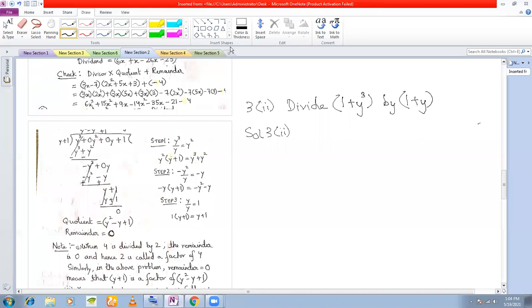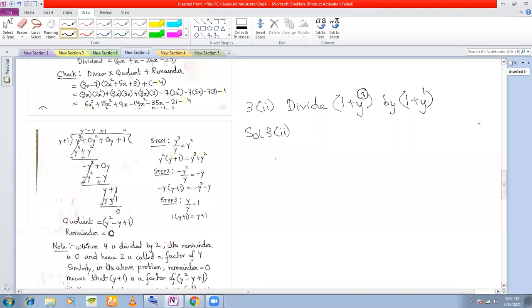Why can we divide? Because the degree of the dividend is greater than the degree of the divisor. See here, the power here is 3 and the power here is 1. So we can divide. But there is a small thing that you must notice here.